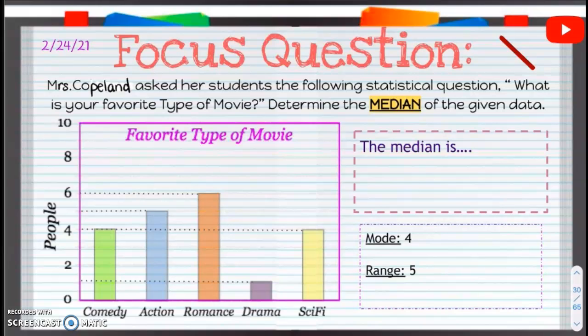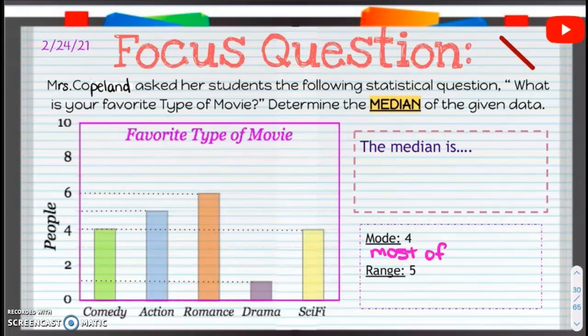All right, our focus question. Again, Miss Copeland asked her students the following question. What is your favorite type of movie? So now we're going to find the median, I'm sorry. On Monday, we found the mode, which is the number we saw the most of.